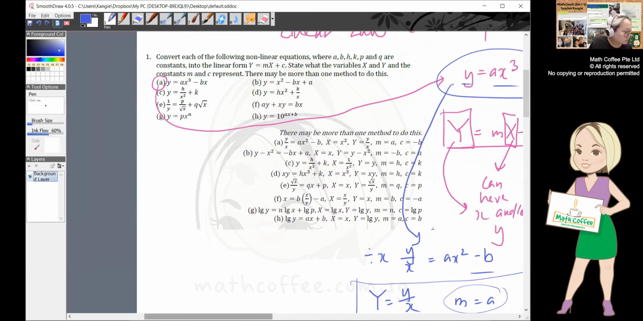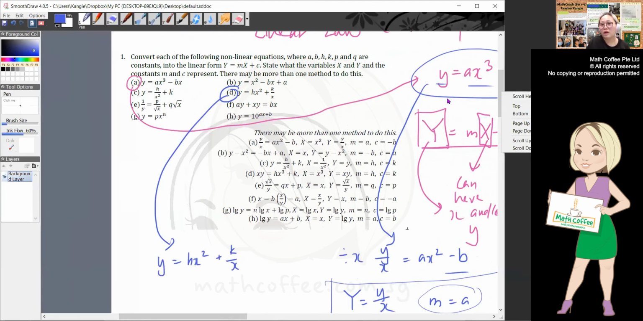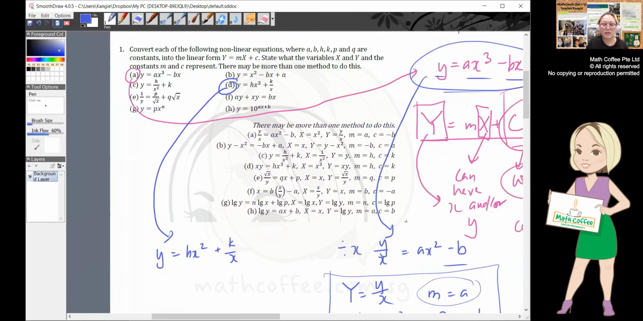Let's move on. Let's take a look at B. I have y equals hx squared plus k over x. So again, all three terms have x and y. Your objective is, they never give me a choice, so I have a few I can decide myself. I want to make a constant. A lot of times the method is either you multiply something or you divide something. So for this situation, I can choose to multiply by x, because if I multiply by x, my k over x will become k only, which is a constant.